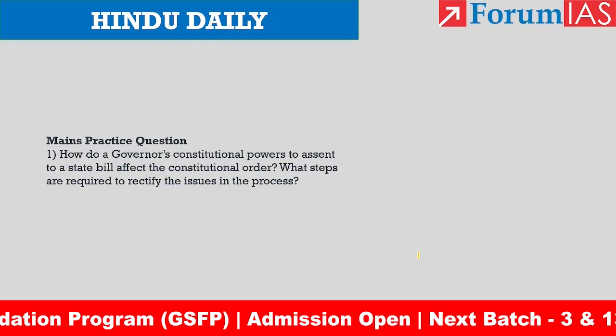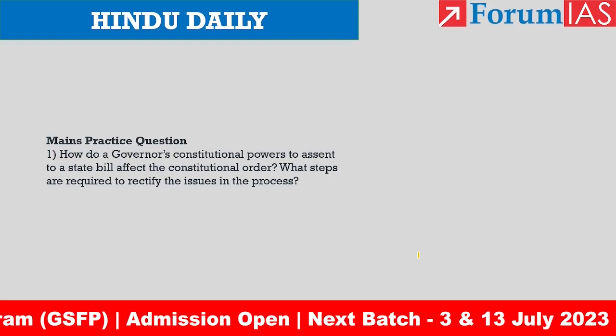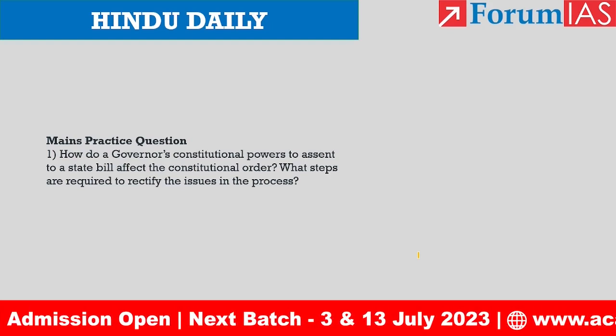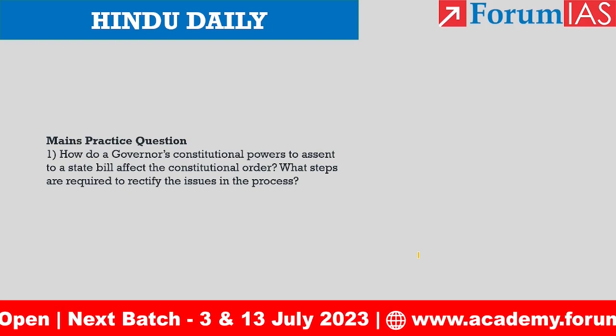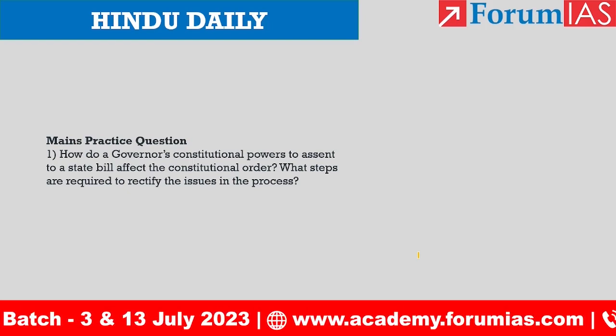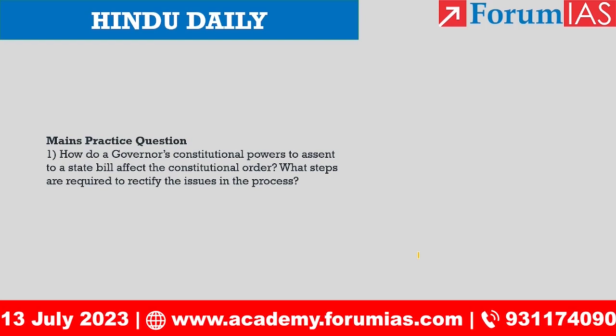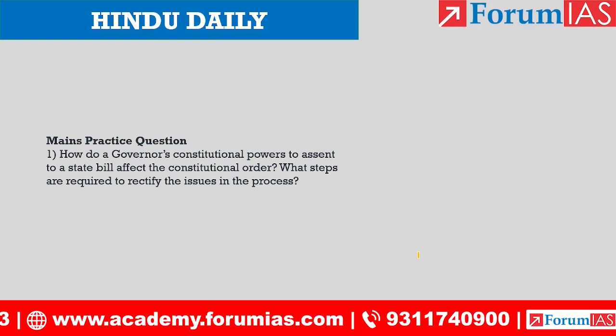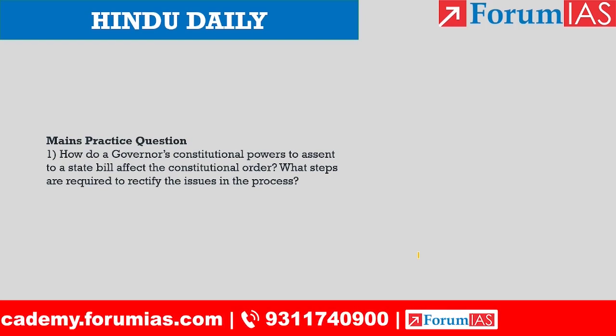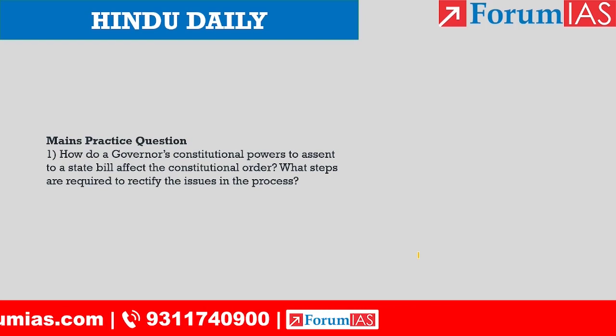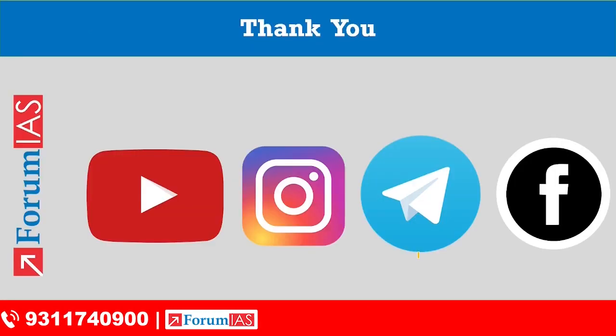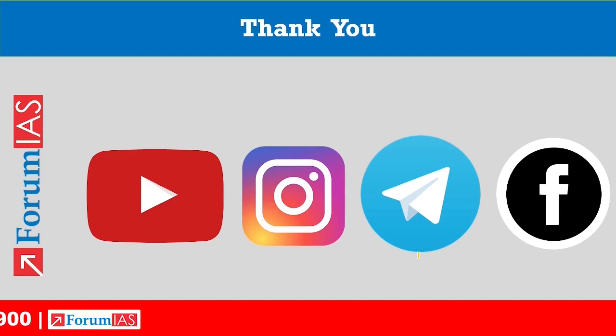Now coming to the mains practice question. How does a governor's constitutional power to assent to state bills affect the constitutional order? What steps are required to rectify the issues in the process? Aspirants can take note of this question. You can write the answers and post them in the comment section for peer review. So with this, we have come to the end of news analysis and previous year question discussion. With this, let us wind up our discussion.